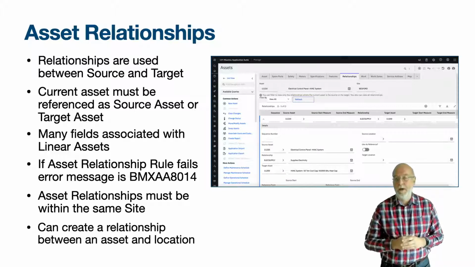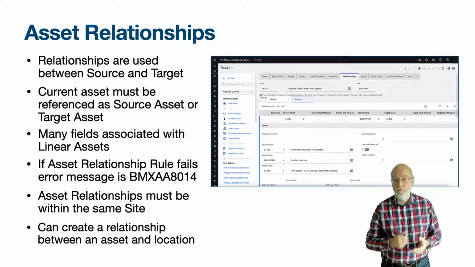You might have spotted by now that you can use a source location or target location. When you are using either the source or target, one of the fields, asset or location, must be used. You cannot create a relationship between locations because the current asset must either be the source asset or the target asset. The sequence field provides a logical order for multiple asset relationships. The use as reference field is only used with linear assets.